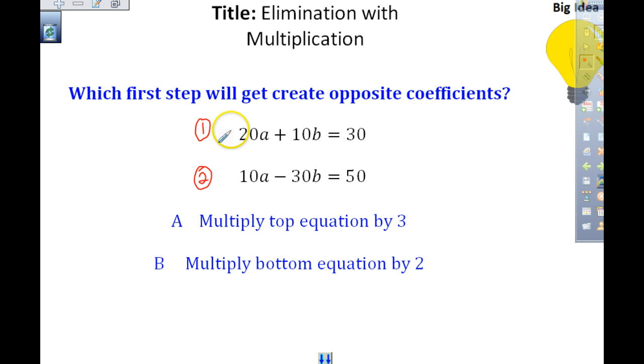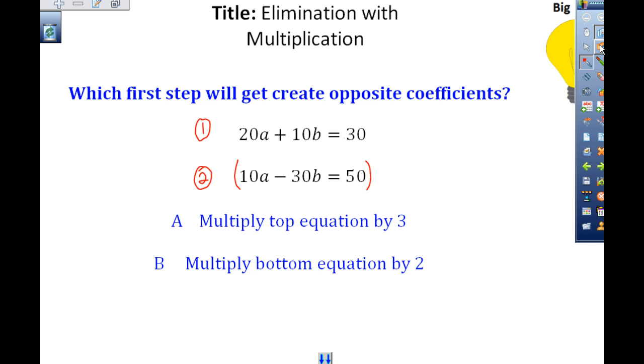If I want to cancel out a's, I've got a positive 20 here. What number do I need here? Well, what number do you need here? You need negative 20. So what do you multiply by in order to get negative 20? You multiply by negative 2. You'll notice, of course, in order to get 0, you have to have one of them negative, one of them positive. But there's also another option.